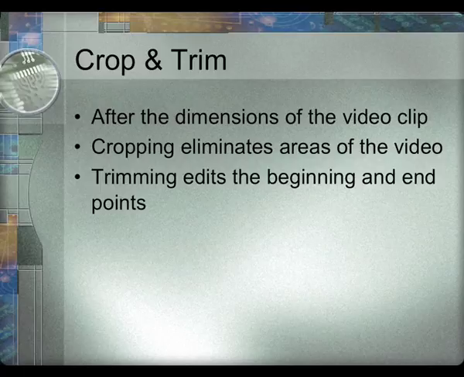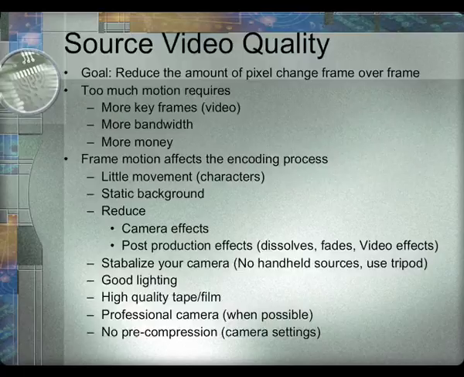You want to reduce camera effects, post-production effects like dissolves and fades, video effects. You want to stabilize your camera. Use a tripod. Handheld is really shaky and makes it difficult to encode. Good lighting, high quality tape or film, and most people are going directly to digital now instead of taping or filming, so that's even better. You want to use a professional camera, and you don't want to use pre-compression.